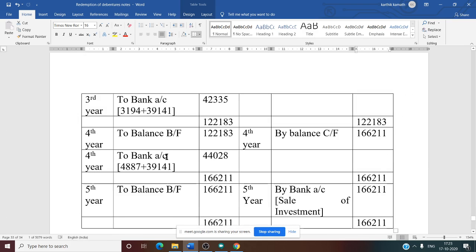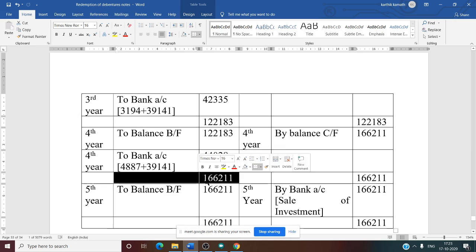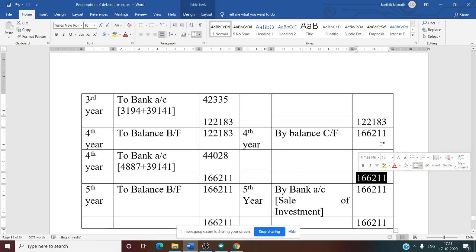Next again to bank. How are we going to do? Interest of the fourth year plus P&L appropriation account. What is our total? 44,028. Yes. Now close the fourth year. Fourth year total we know, no other entry.